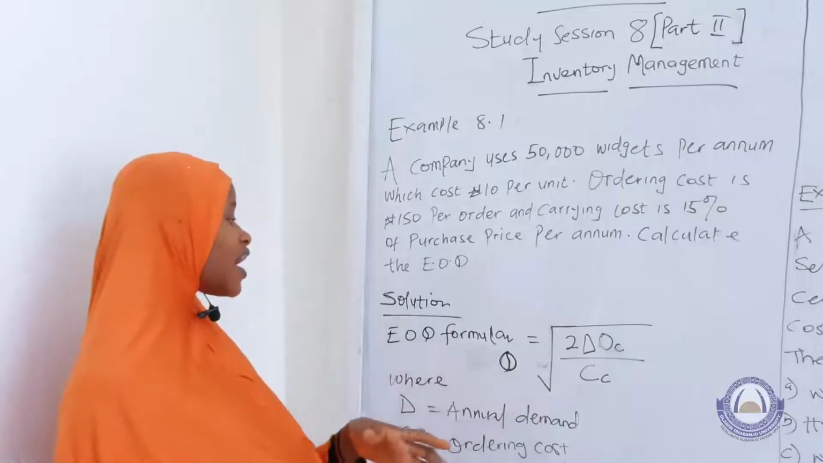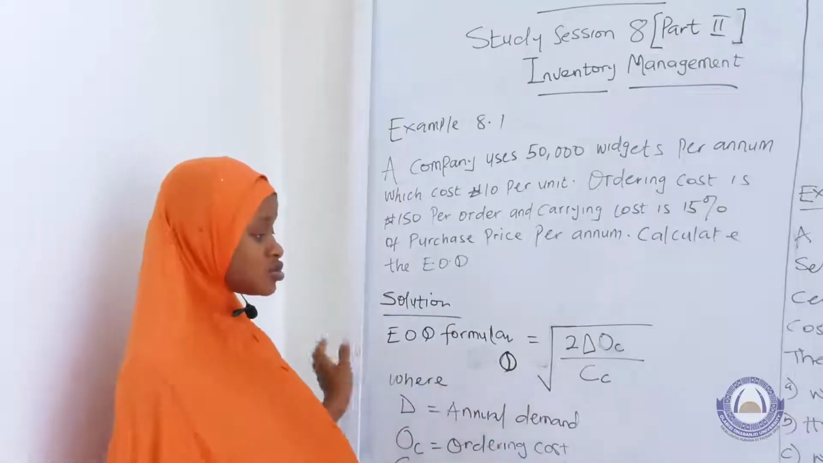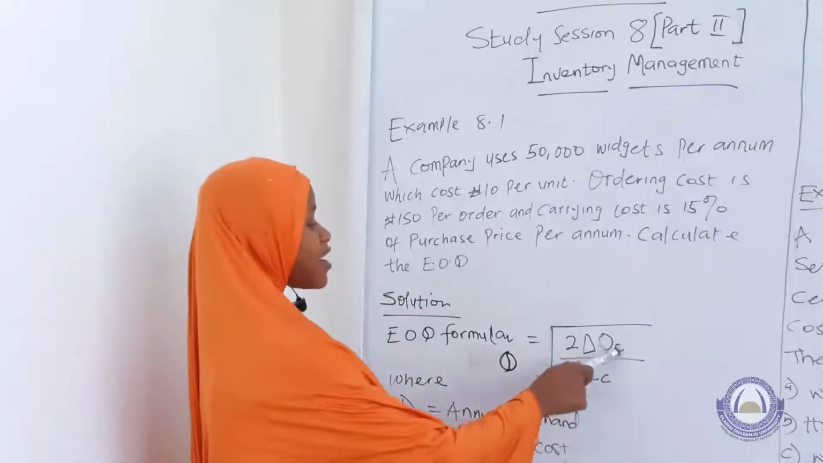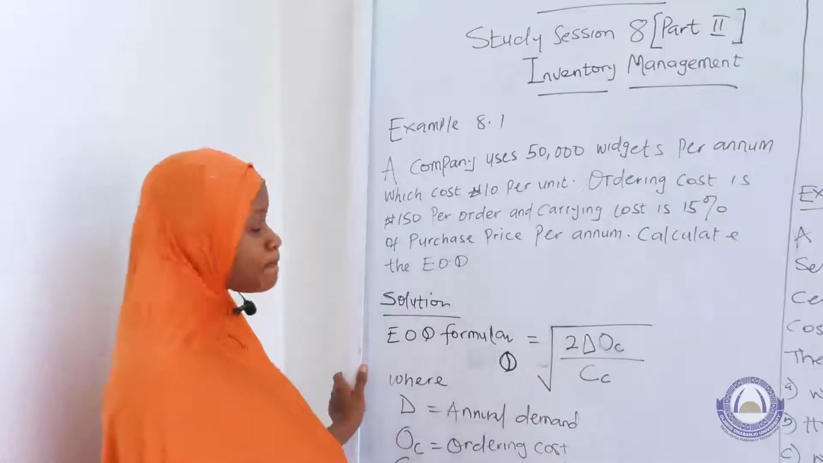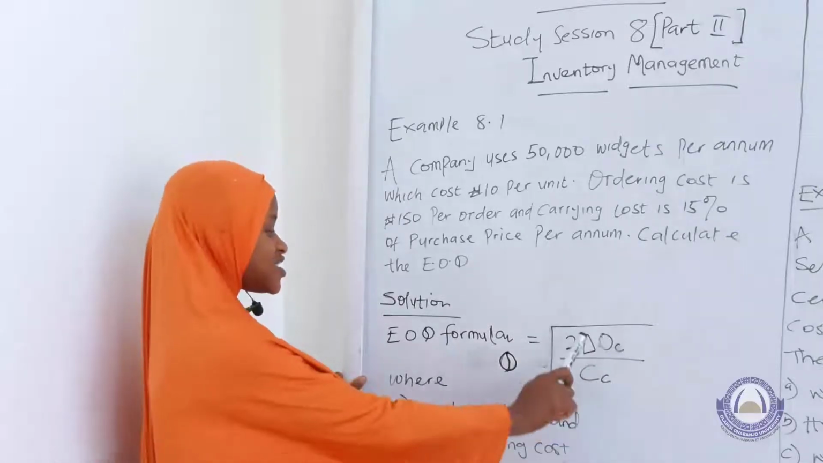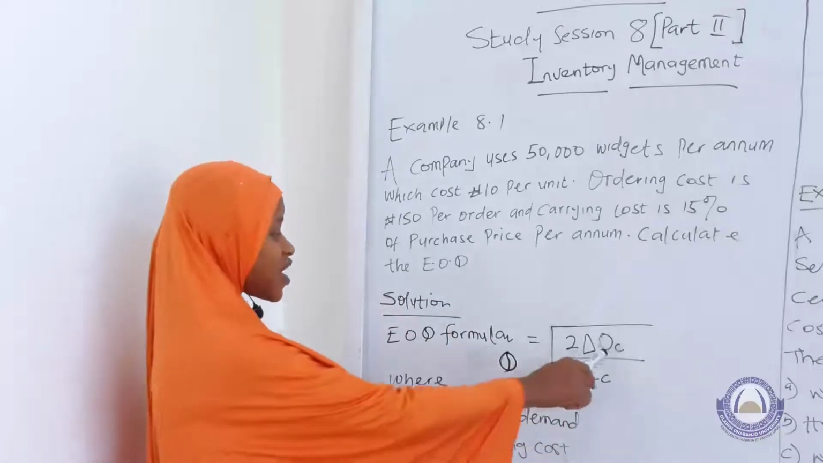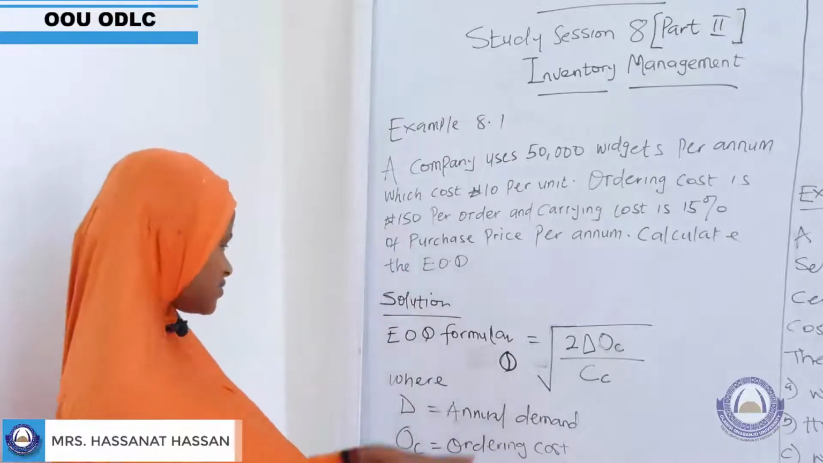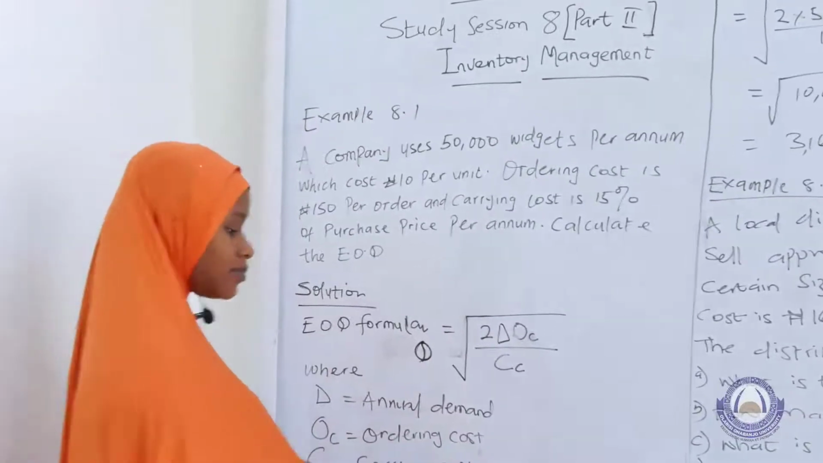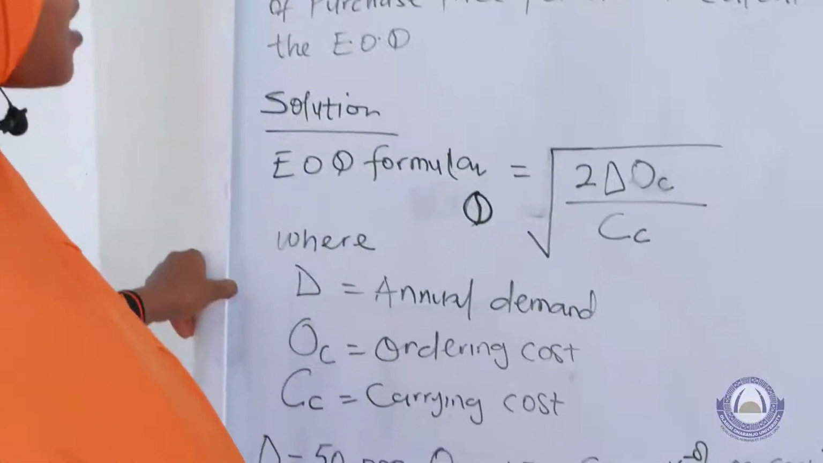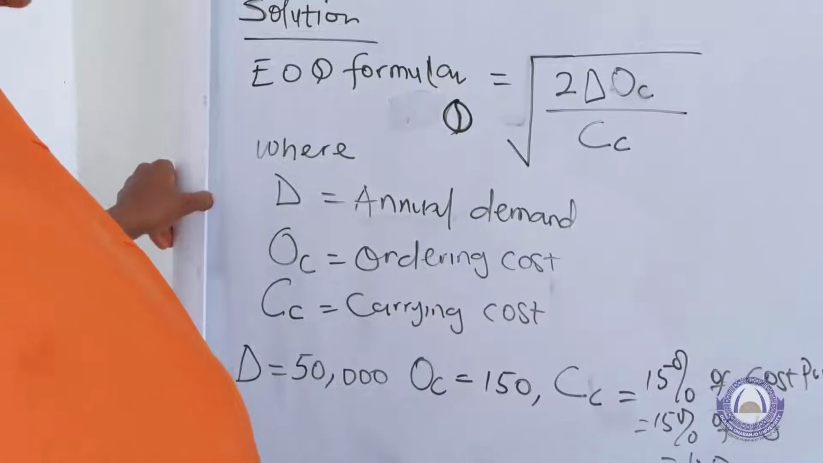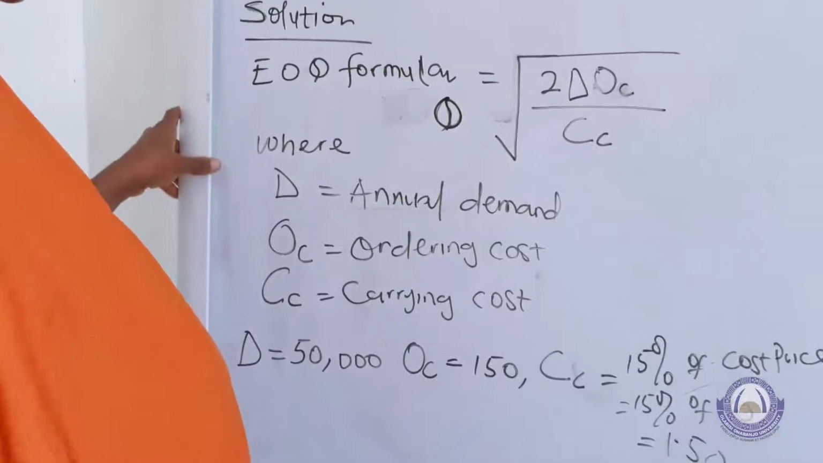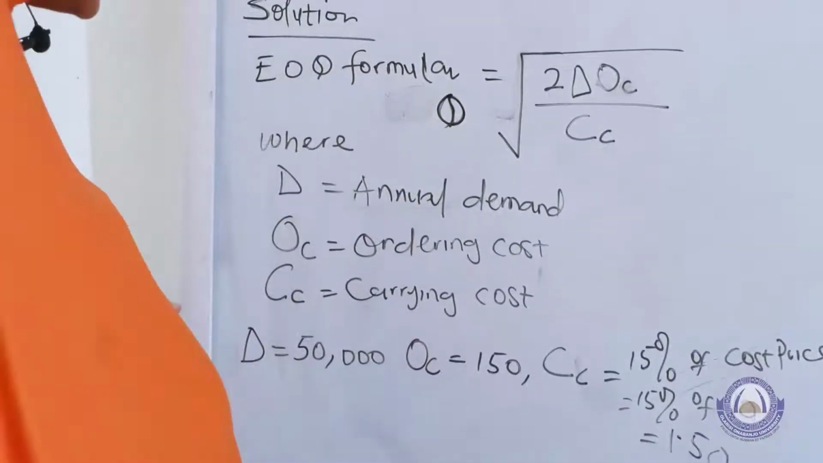The formula for arriving at the economic order quantity is Q equals the square root of 2 multiplied by D multiplied by OC, all divided by CC, where D stands for our annual demand, OC stands for our ordering cost, and CC stands for our carrying cost. This formula is derived from the formulas of annual ordering cost and annual carrying cost, but because of time, we won't illustrate how we arrive at it.